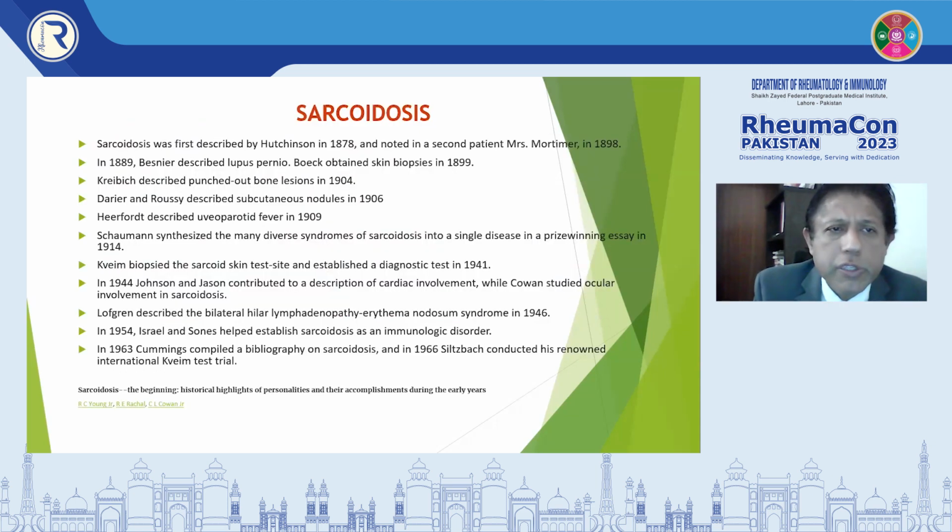Brief history of sarcoidosis. Sarcoidosis was first described by Hutchinson in 1878, and then a lot of different scientists found further features of sarcoidosis. Sarcoidosis, along with syphilis, is considered to be the greatest mimicker. Mimicker means that it can involve any organ, and it has a lot of extra-articular, extra-pulmonary manifestations.